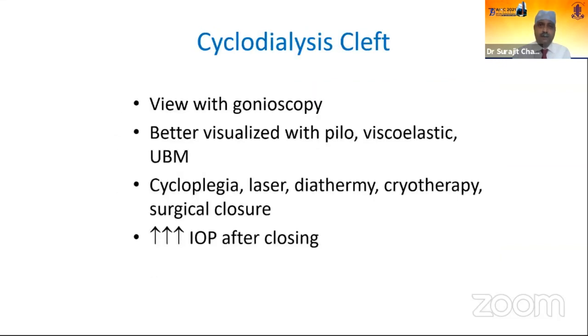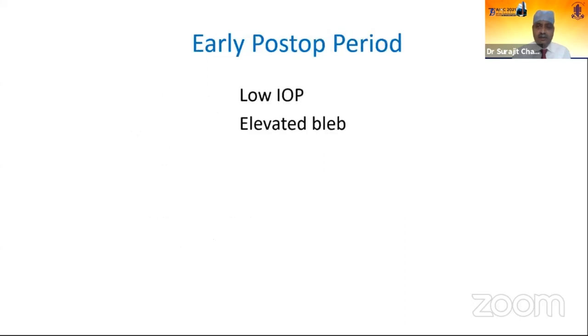Cyclodialysis cleft is another notorious entity. It is rarely detected and not easily visible because gonioscopy is difficult in a hypotonous eye. Better visualization is possible with pilocarpine, viscoelastic, and UBM. Cycloplegia, laser, diathermy, cryotherapy, and surgical closure are the options. Increased IOP is noted after the cleft closure.